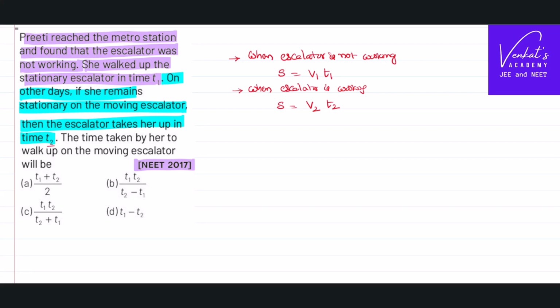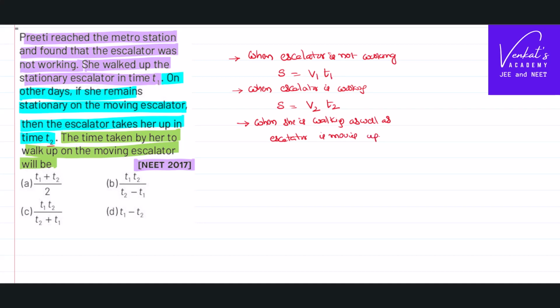Now he is asking a third case. What is the third case? The time taken by her to walk up on the moving escalator will be. Now, obviously she is in a hurry. So she is walking on the escalator and the escalator is also moving upward. So in this case, she is walking as well as the escalator is moving up. Both of them are working.